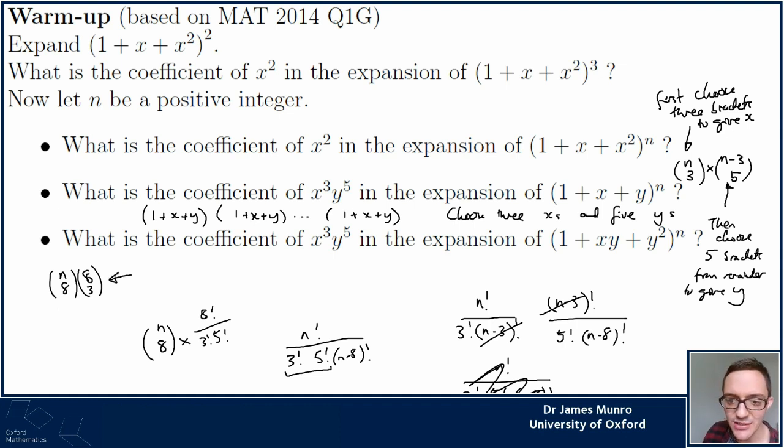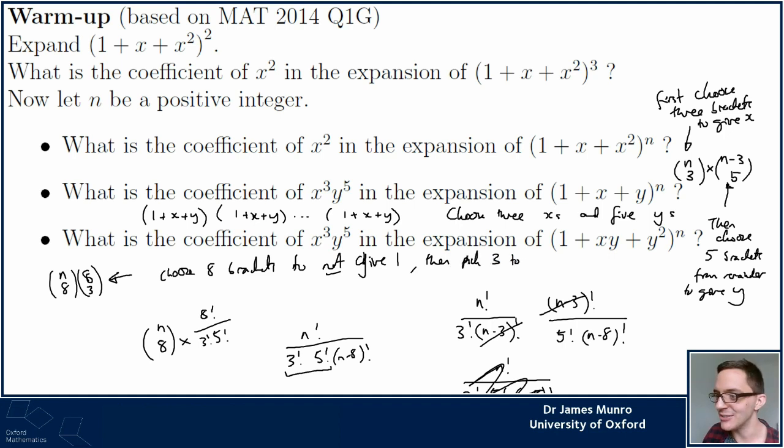Choose 8, so the logic here is choose 8 brackets to not give 1. Then out of those 8, pick 3 to give an x. So choose which 8 brackets are going to be special brackets, and then decide, well, some of these are giving me x and some of them are giving me y. Oh, hang on a minute, I want x cubed y to the 5, so I better pick 3 of them.